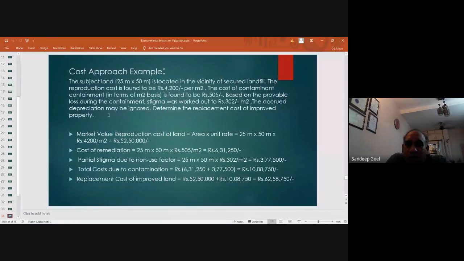3,77,500. Now the total cost due to contamination is the cost of remediation and the cost of stigma. Now what is the total cost of contamination? Stigma plus remediation. You have to find the cost of stigma plus the cost of remediation, which totals 6,31,250 plus 3,77,500. It comes out to be 10,08,750. And the replacement cost of the land is 52,50,000 as the reproduction cost, and the impaired cost of 10,08,750 is to be added to that. This will be your answer.